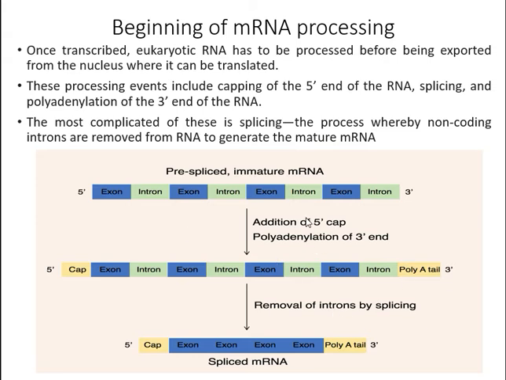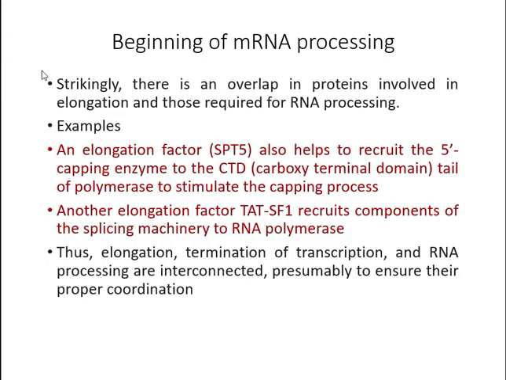I told you there is an overlap in the proteins involved in elongation and those required for RNA processing. That means this mRNA is processed by certain proteins which also take part in elongation. So, they are taking place hand in hand. Do not think that only after the entire transcription process is complete will the splicing begin. It is not like that. There is an overlap in these processes. We can say elongation, termination and RNA processing are interconnected and properly coordinated.